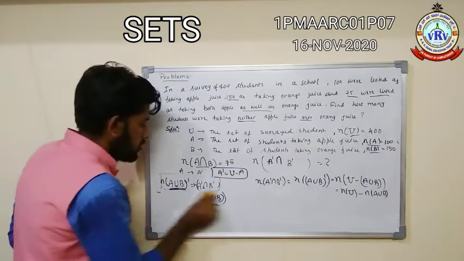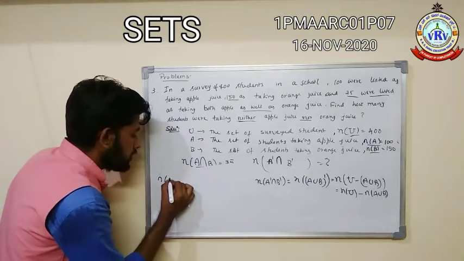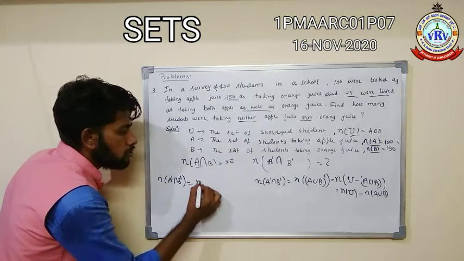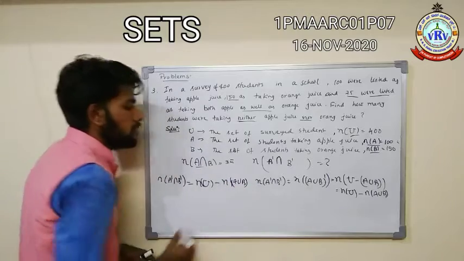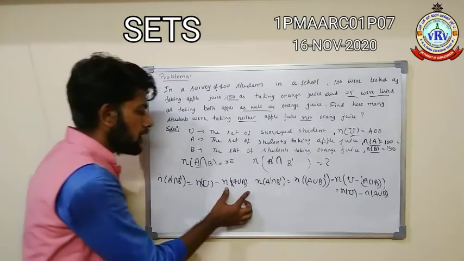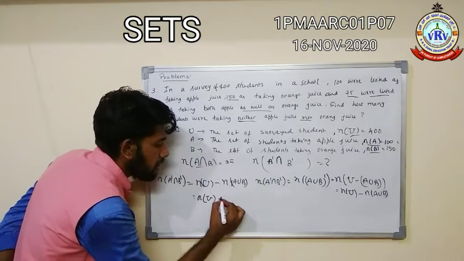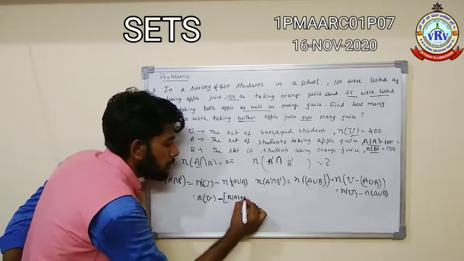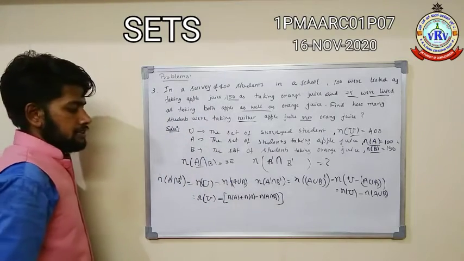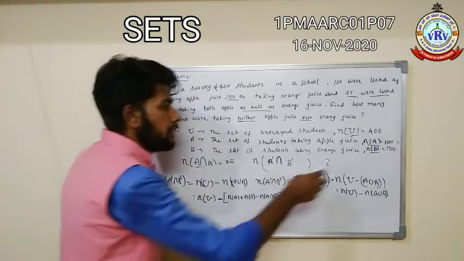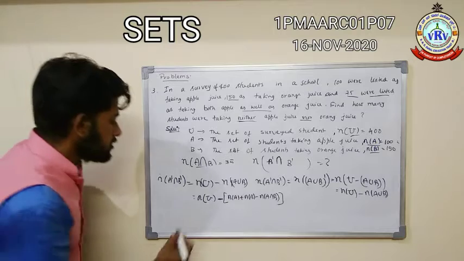Then look at this. We got n of A dash intersection B dash is equal to n of U minus n of A union B. We know n of U, but we don't know n of A union B. For that, we have our formula, that is n of A union B is n of A plus n of B minus n of A intersection B. Right? So we have n of A 100, n of B 150, n of A intersection B 75. So just substitute the values.